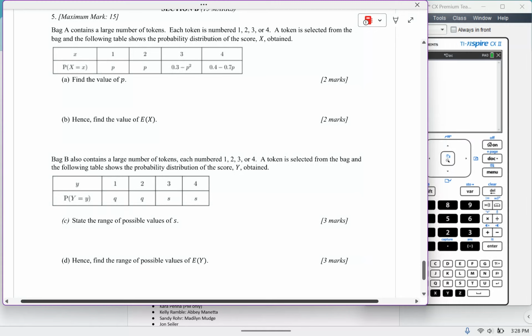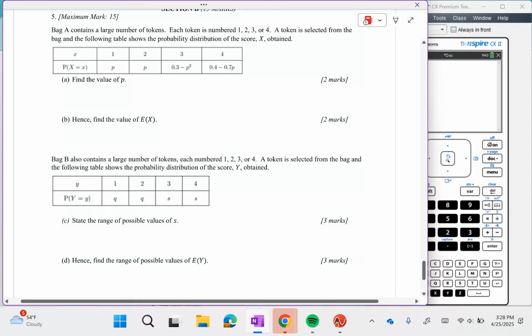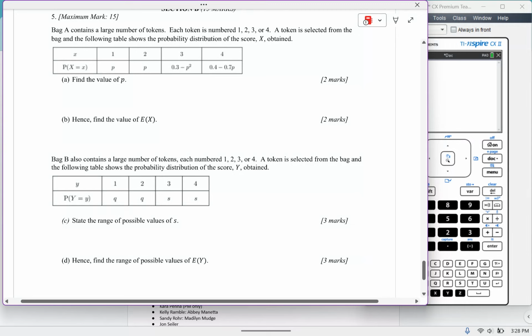It says bag A contains a large number of tokens. Each token is numbered 1, 2, 3, or 4. A token is selected from the bag, and the following table shows the probability distribution of the score X obtained. Okay, so find the value of P.